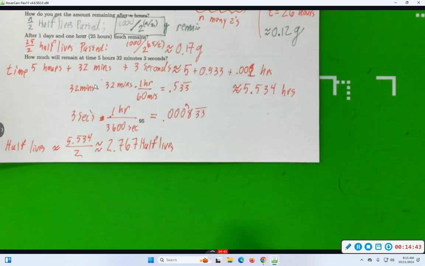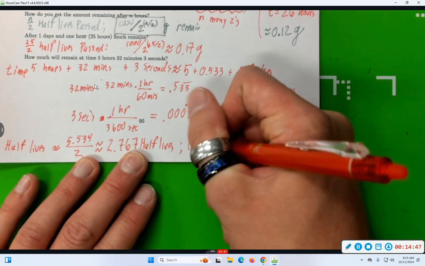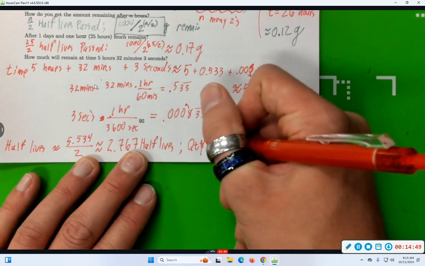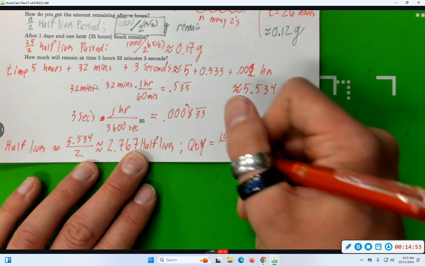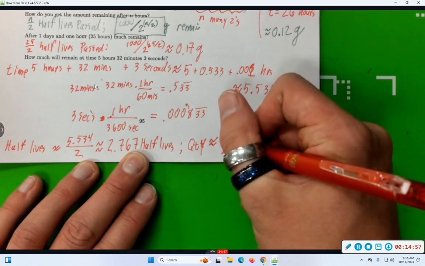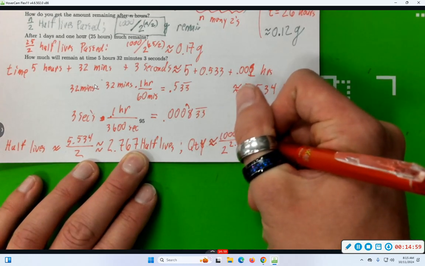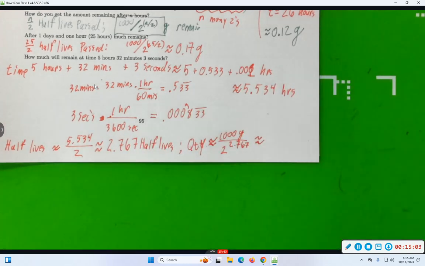All right. If you now want to know the quantity, it's that 1,000 grams divided by 2 to the 2.767, which again will be approximate. Well, you all have the calculator out already, so I don't want to do it.